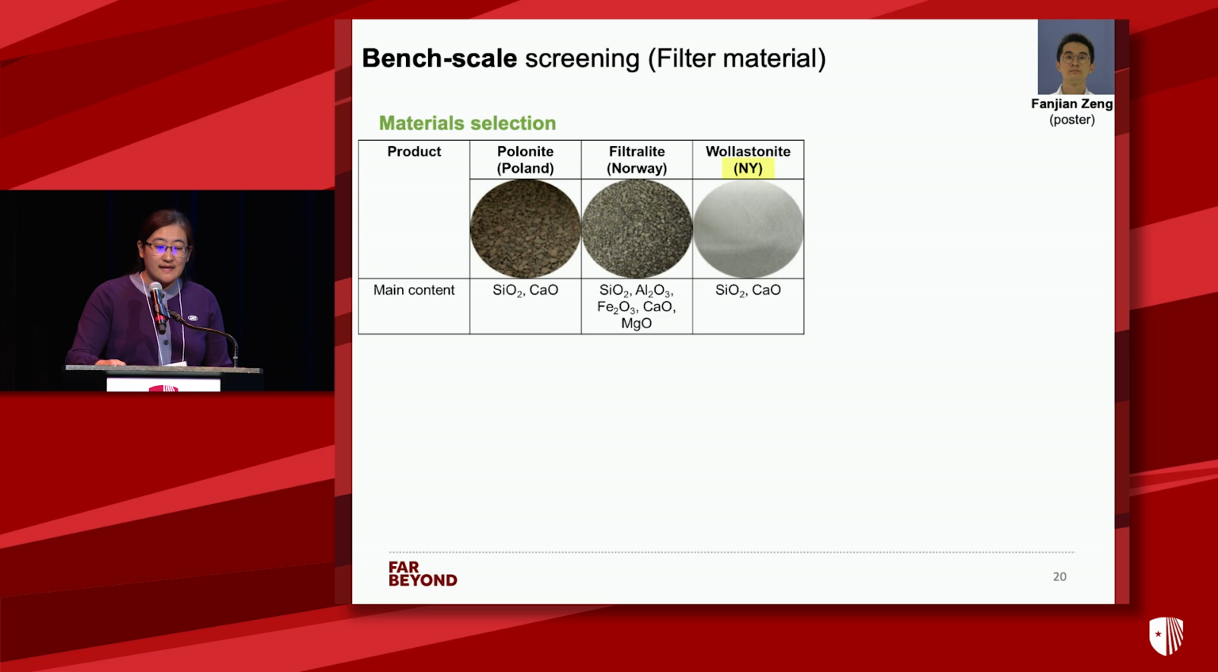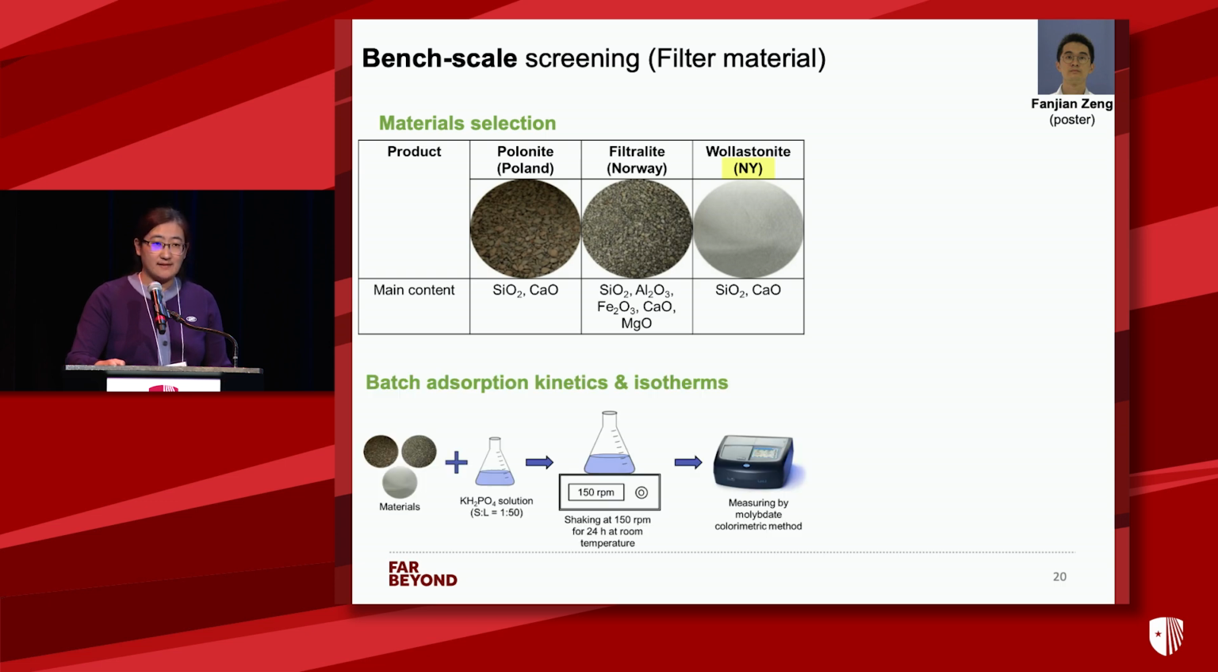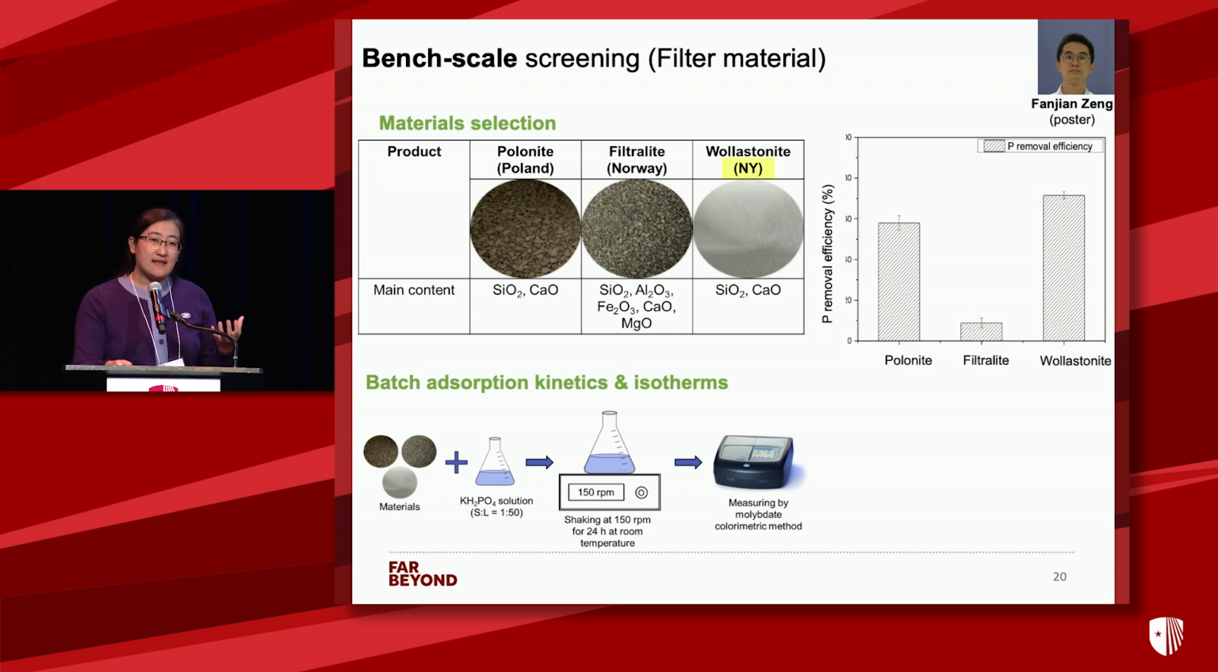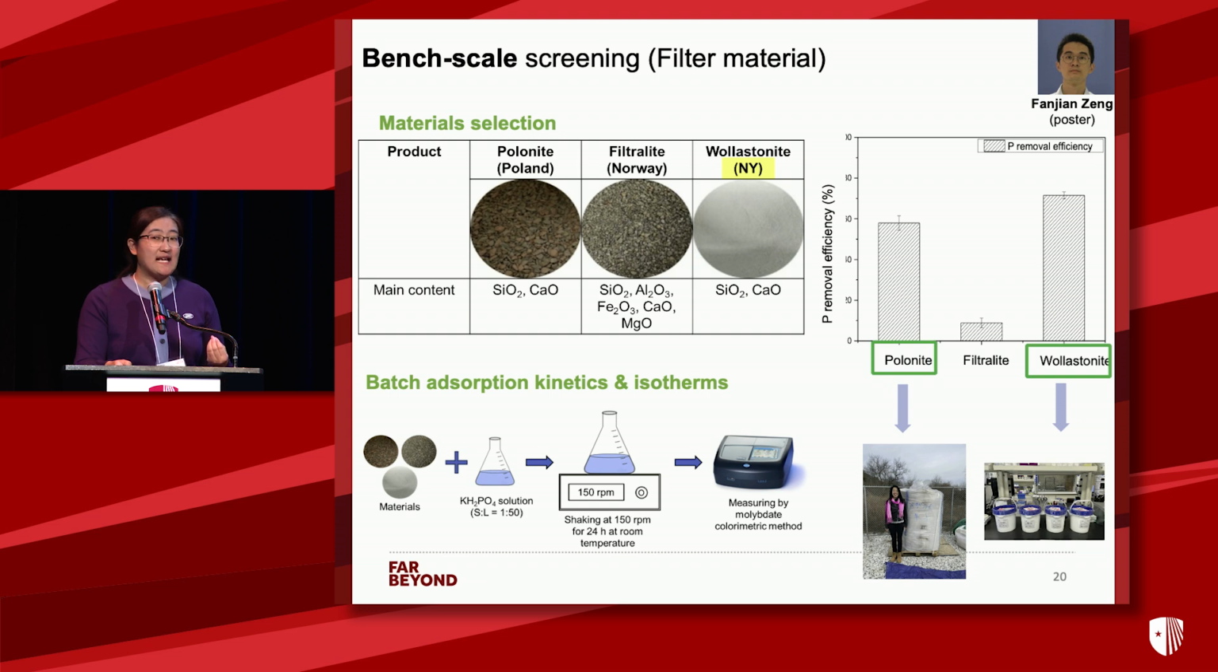So with these 3 materials, we conducted a series of bench scale adsorption kinetics and isotherm studies, and we are trying to compare their performance in terms of their capacity to remove phosphorus. Here you can see in this figure that polonite and wollastonite, in the batch scale condition, can remove over 60% of phosphorus from the solution. So then we continued working on these 2 materials. As you can see, we purchased 3 cubic meters of polonite overseas from Poland. And we also bought quite a few buckets of wollastonite in different shapes, like formations, for further studies.